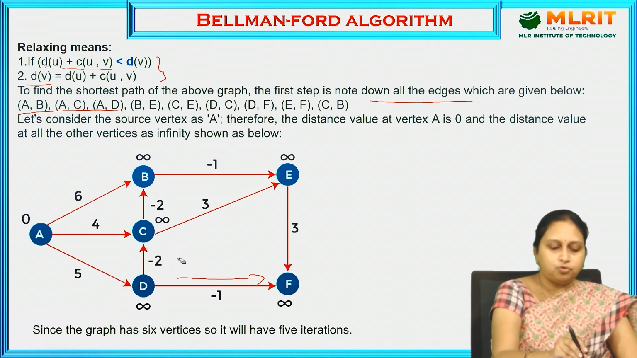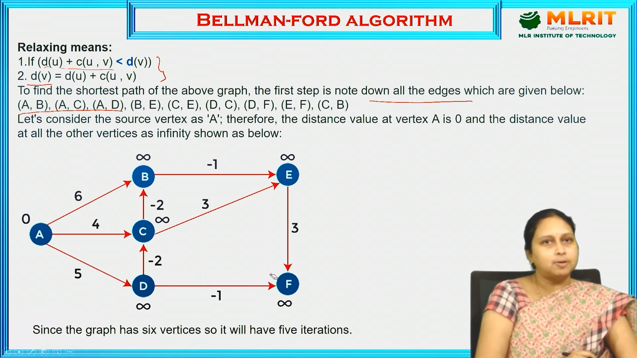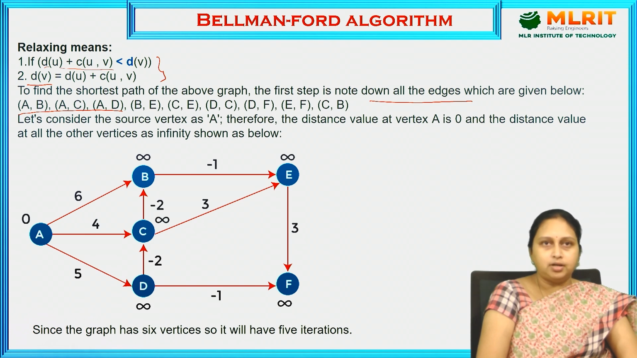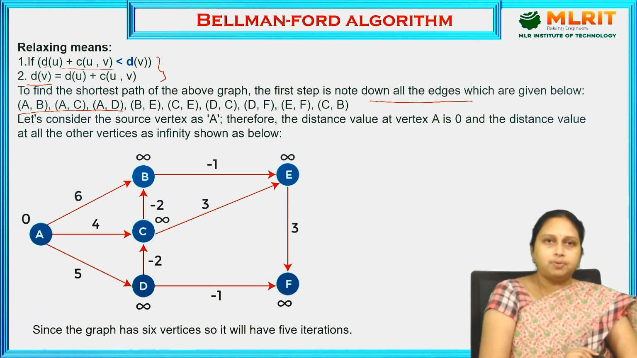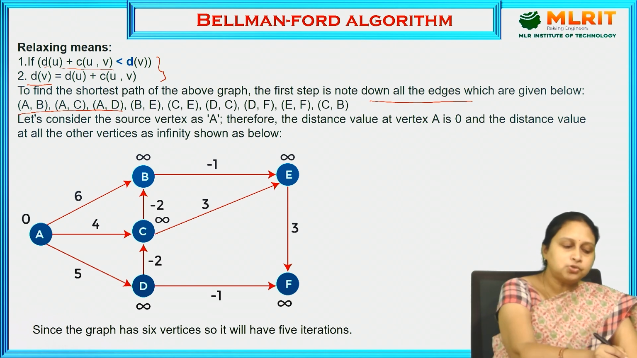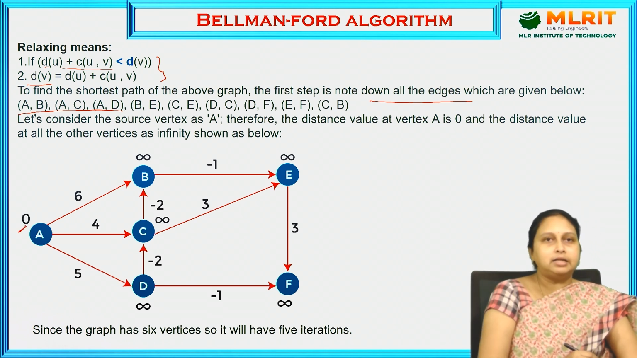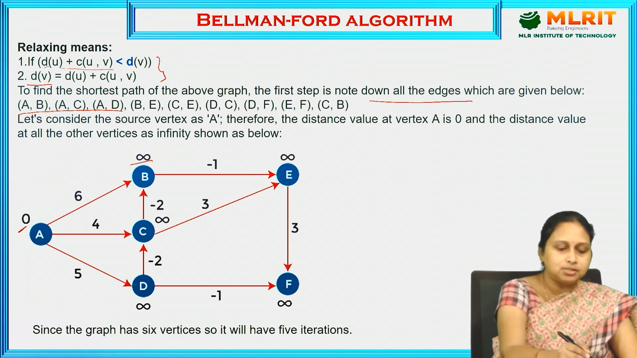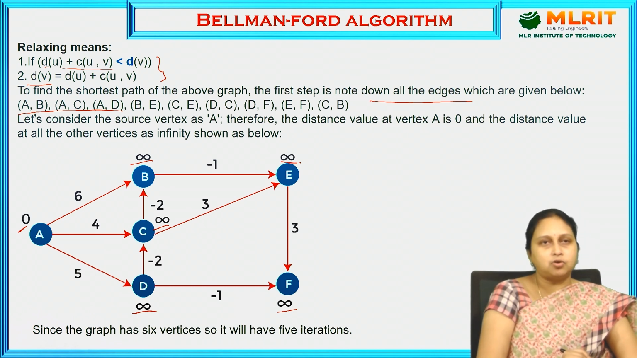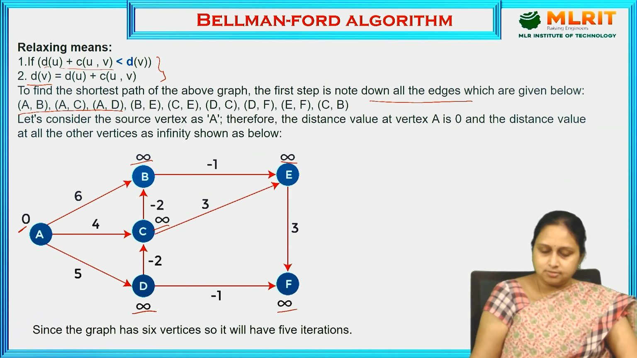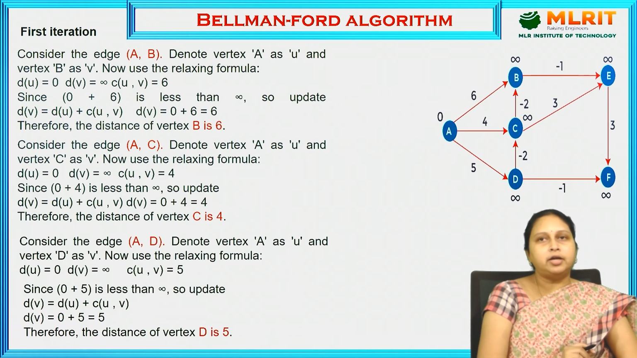Right, for Bellman-Ford. Now, after noting all this, observe how the graph is represented. After representing all these things, we need to represent the source vertex with 0 value and the remaining vertices with infinity. Initially, the distance of all the vertices is infinity other than the source vertex. Now, we are going to follow the first iteration.